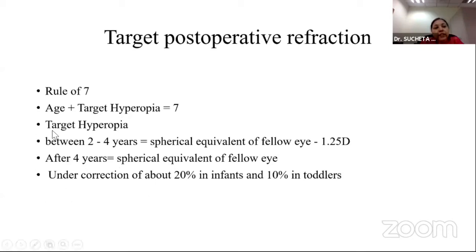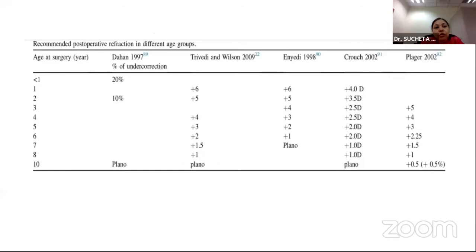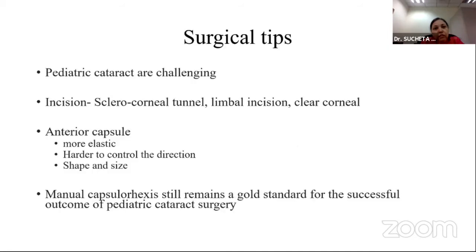So you can follow a rule of thumb to have a post-operative target refraction in those cases. If the child is between 2 to 4 years, the spherical equivalent of the fellow eye minus 1.25 diopters, and above 4 years, the spherical equivalent of the fellow eye will do. You can also do a 20% undercorrection in infants and 10% in toddlers of the intraocular lens power you are going to give. These are some of the studies which have recommended the post-operative refraction, and the Dahan's formula can be used in most of the cases.